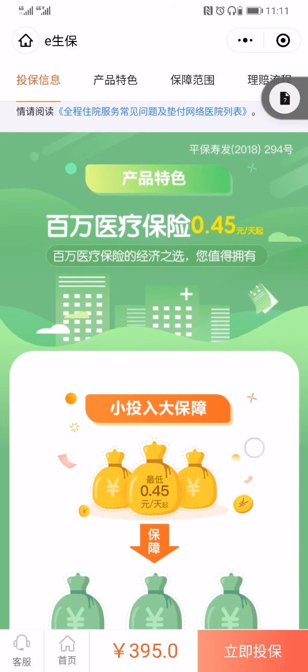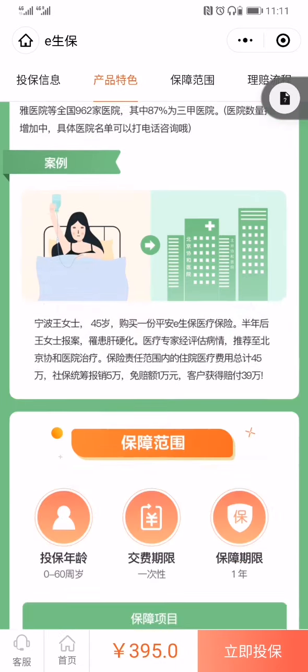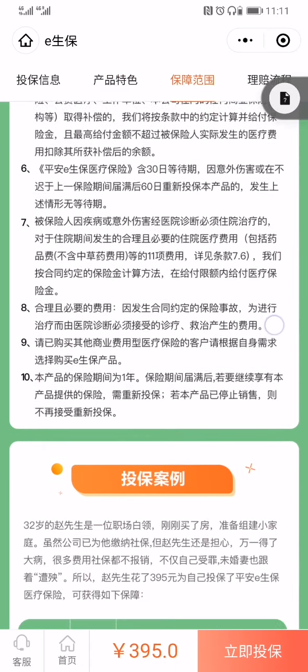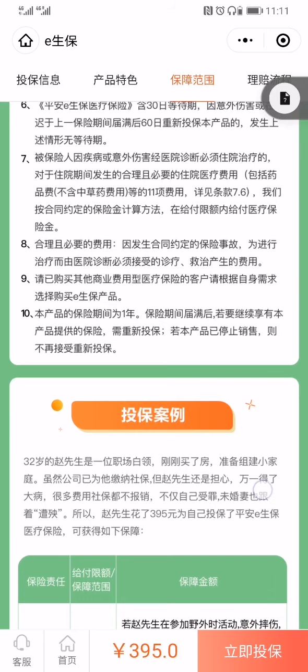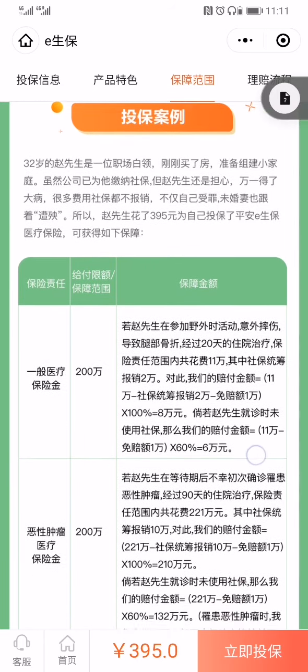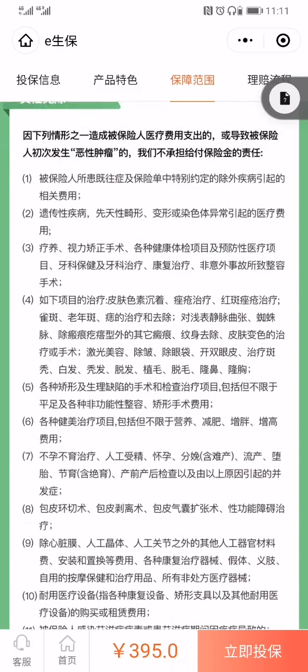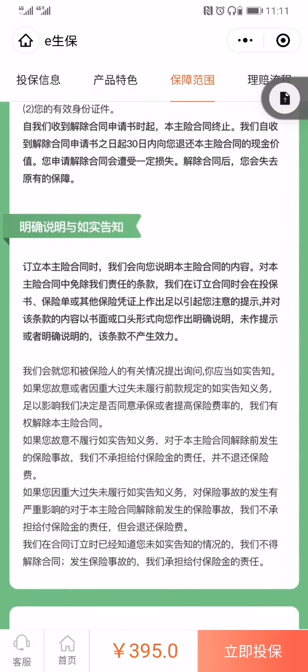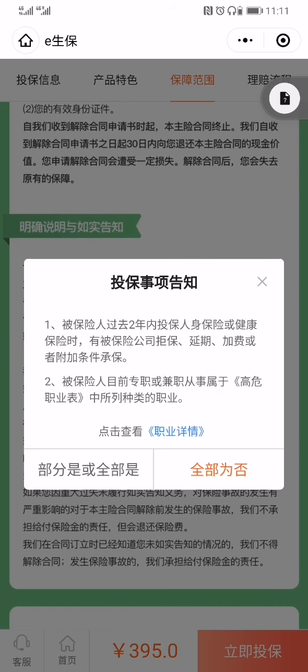And going further down, it goes to the product introduction, very detailed, and then the cover scope, some user cases, and the claim process. It has a standard rate quote of 395 at the bottom middle of the screen. I assume that should be the premium for a year. And then we can click on the red button to progress forward.